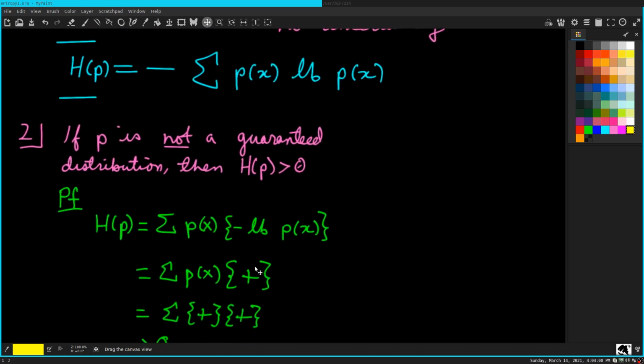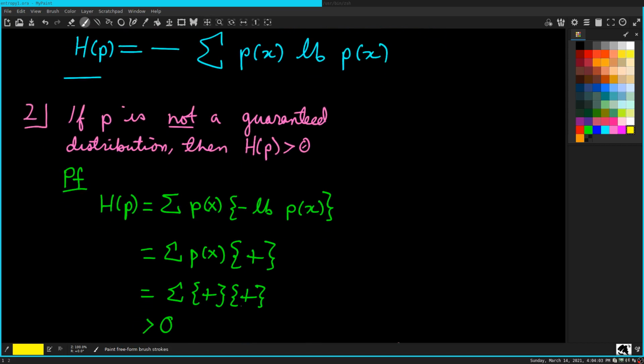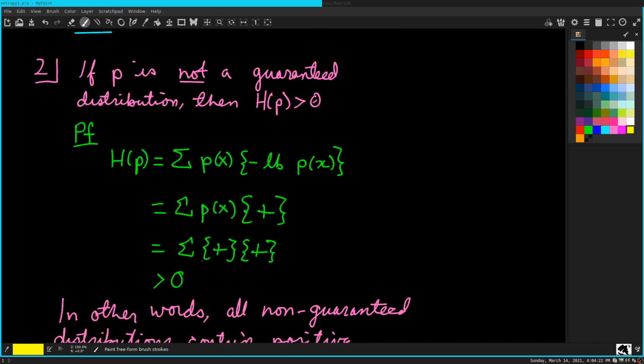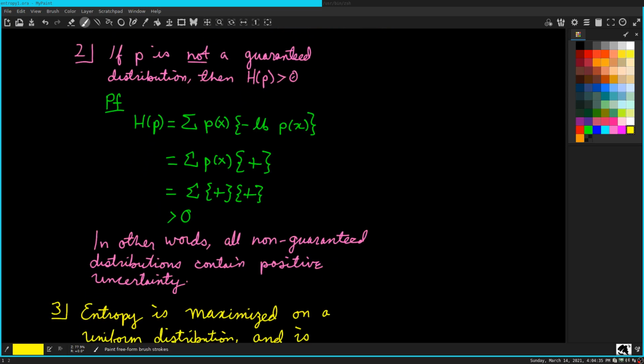Okay. So you have a sum here of a bunch of numbers that are either positive or 0. At least one of them is going to be positive, because we've eliminated the case where it's a guaranteed distribution. So at least one of them is going to be positive times positive. None of them are going to be negative, so therefore, if P is not a guaranteed distribution, so it's not all 0 log 0 or 1 log 1, then entropy is going to be positive. In other words, all non-guaranteed distributions contain positive uncertainty.